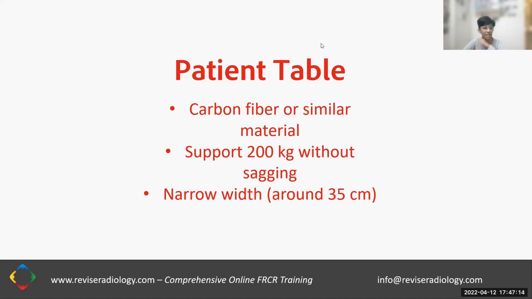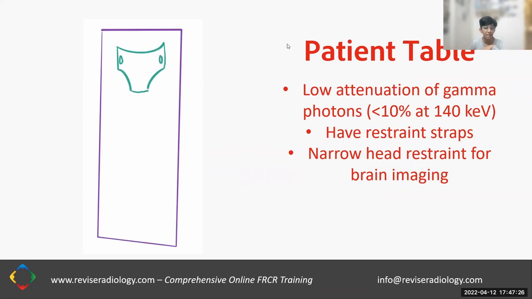Yeah, the table itself should not move. So any type of sagging, etc., is not a good thing. It should be of narrow width, so it's taking up as little space as possible in the patient table. The patient table itself should not attenuate the gamma photons, because that will utterly defeat the purpose of what we're trying to do. Each of these gamma photons is really precious in capturing the image. So anything which comes between the patient and the detector and absorbs these photons is a bad thing.